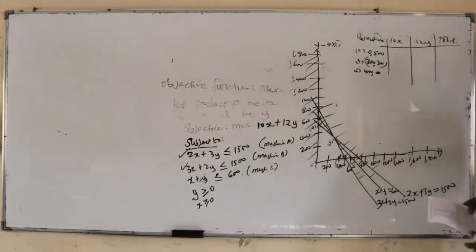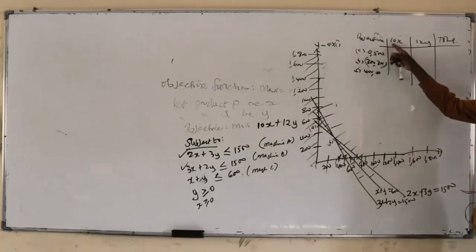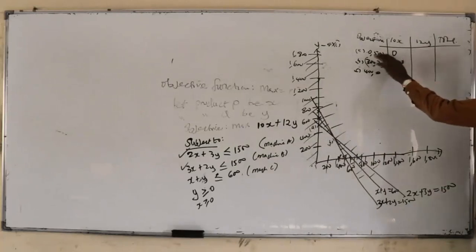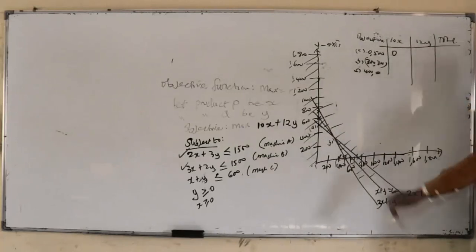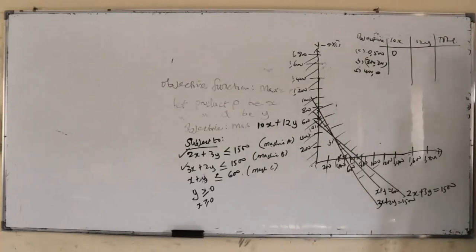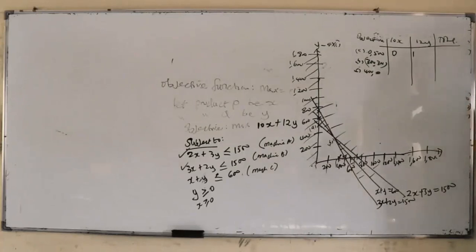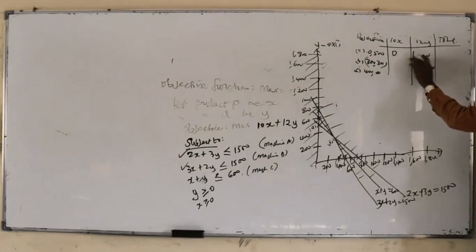So the first one, x is 0. So 0 times 10 is 0. The other one, 500 times 12 gives you 6,000. Just a minute. 60,000. So this is 60,000. So if you add the two, that is 60,000.